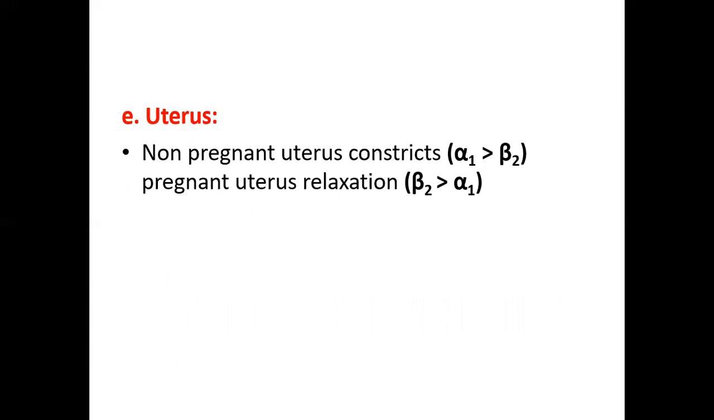On the uterus, non-pregnant uterus constricts, alpha 1 more than beta 2. And then pregnant uterus relaxes more. That is, in the non-pregnant uterus, alpha 1 has more effect than beta 2 and it constricts, whereas in the pregnant uterus, beta 2 has more relaxation than alpha 1.